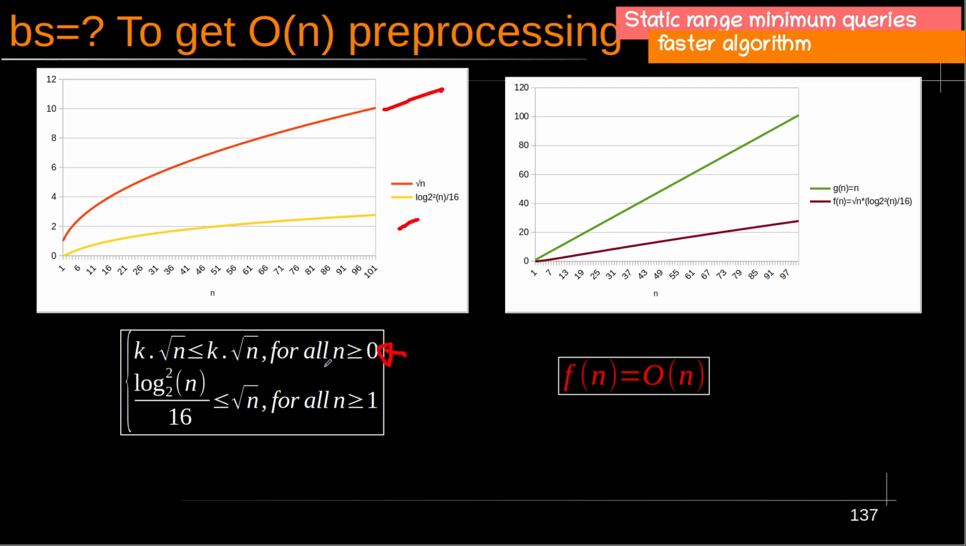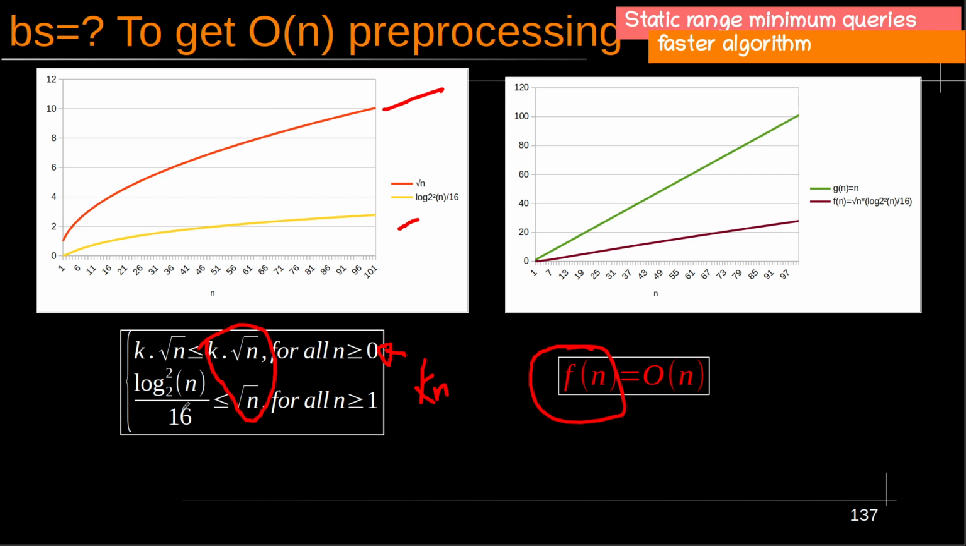Okay, so we can say, if we multiply this to get our function of n, k times square root of n times log base 2 square of n over 16 is less or equal of this product. This product will give me kn. So I can say that f(n) is a big O of n.